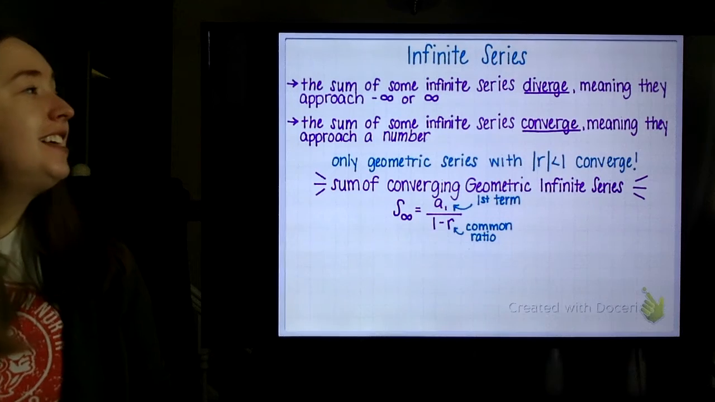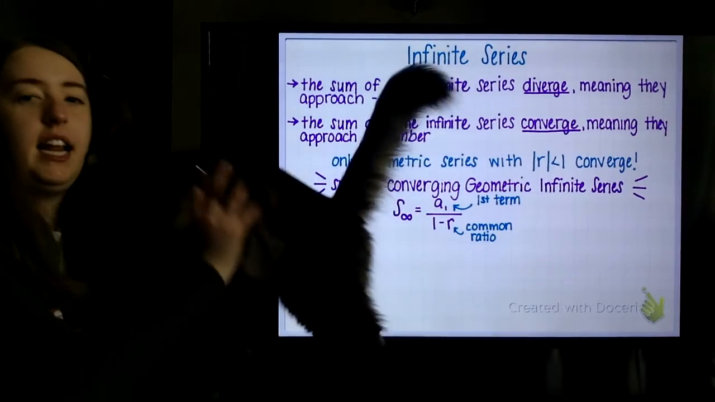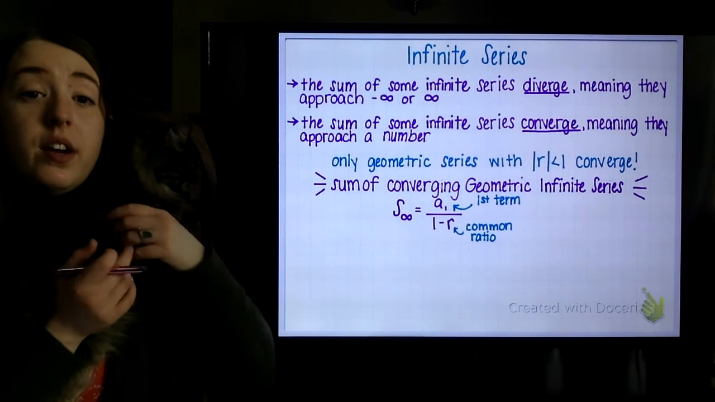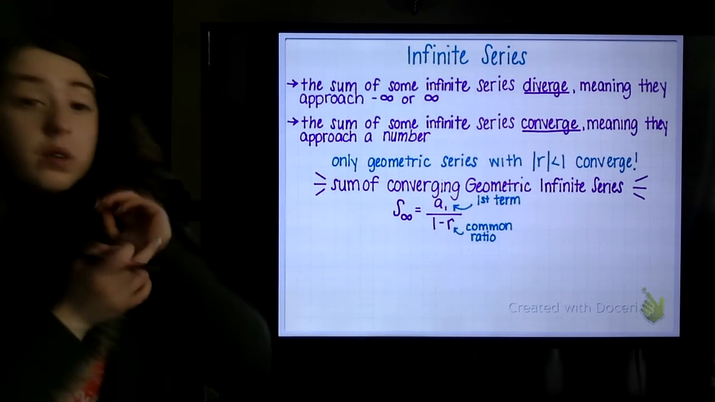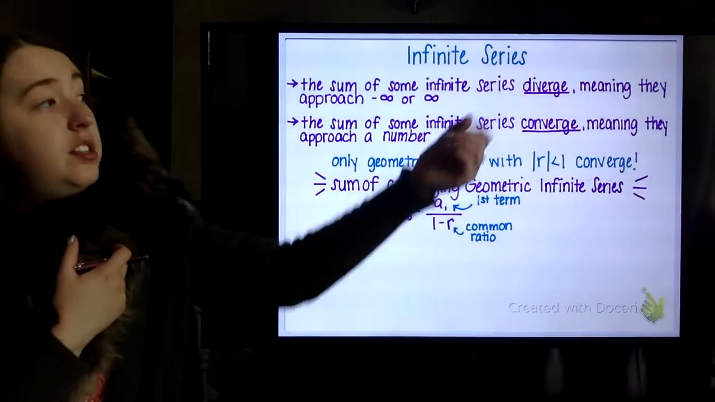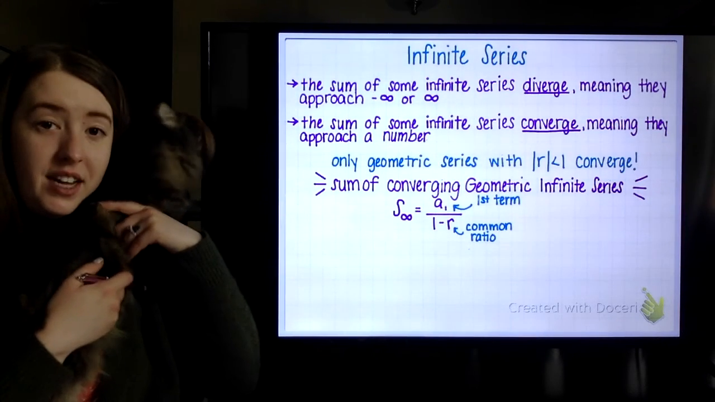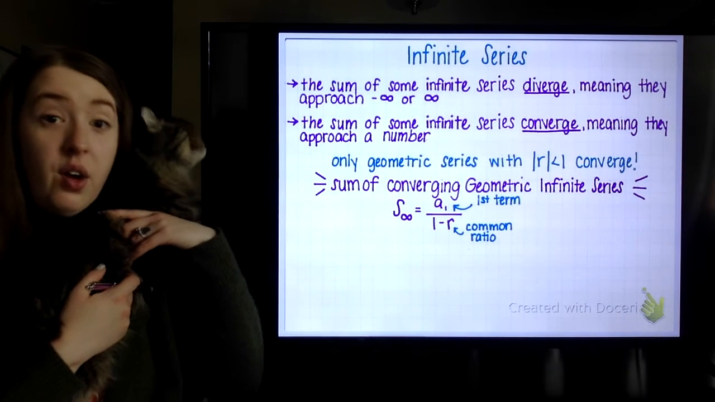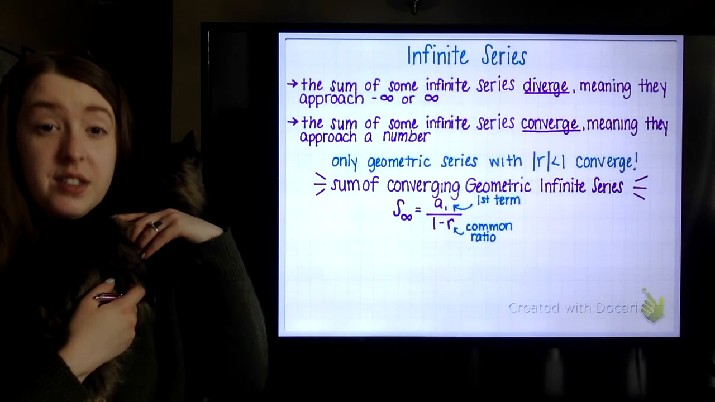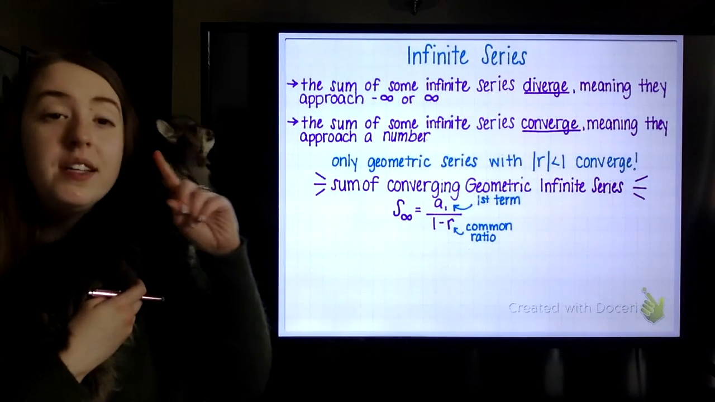Okay, so there are two different things that an infinite series can do. Either the number is going to get so large or so negative that it approaches positive infinity or negative infinity. If it does that, it's doing something we call diverging. So it diverges to positive infinity or negative infinity, depending on what kind of sequence you're looking at. Some infinite series' sums converge. If they converge, that means they approach one specific number.